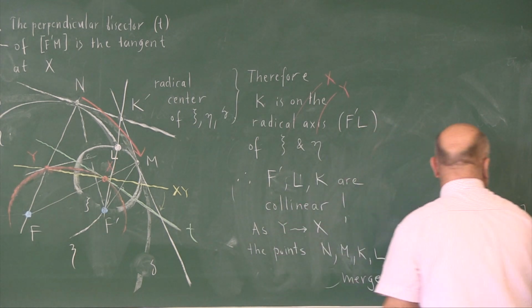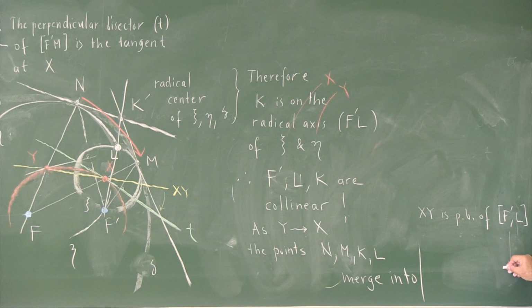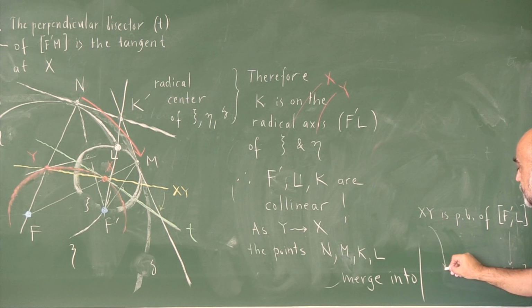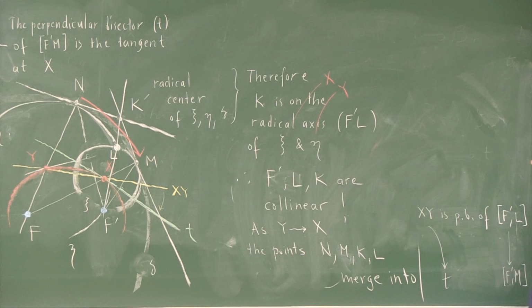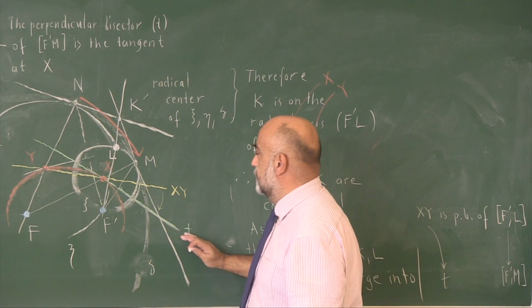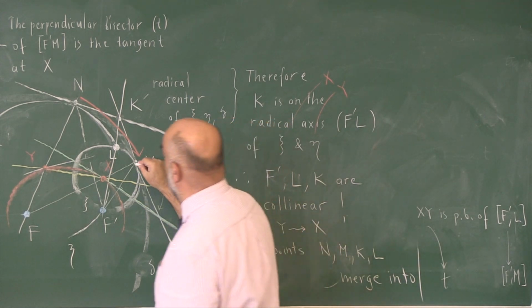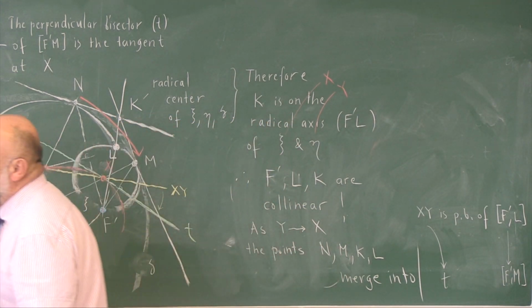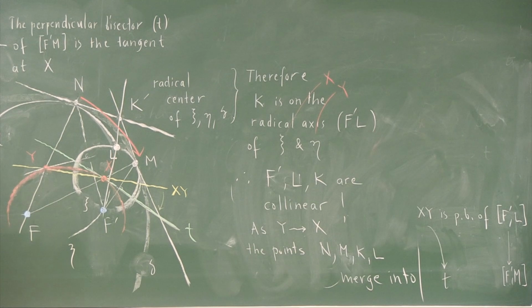So it means that L moves into M, so F'L moves in fact into F'M. So that means XY has to occupy the limiting position T, which is the perpendicular bisector of F'M. Okay, so there we are. That is why this significant line T is in fact the tangent line at the point X.